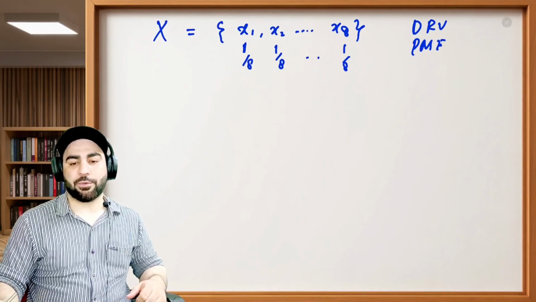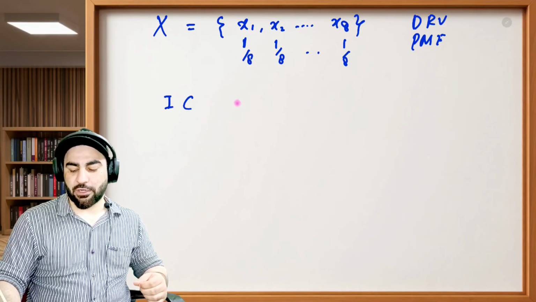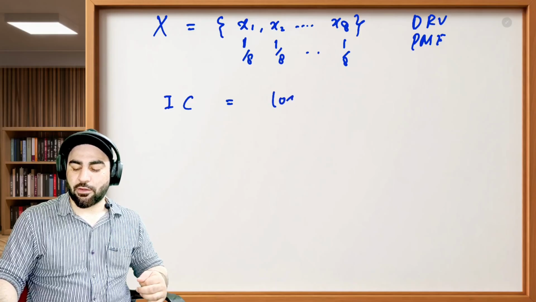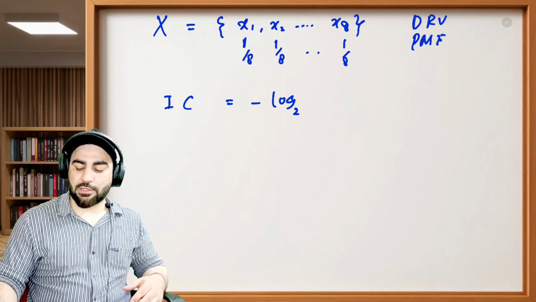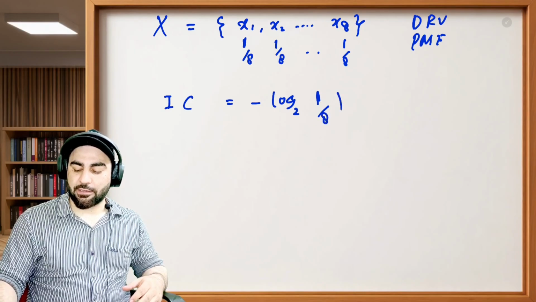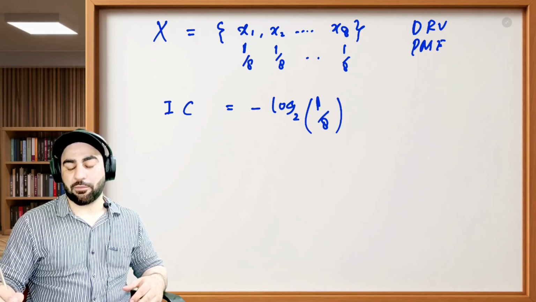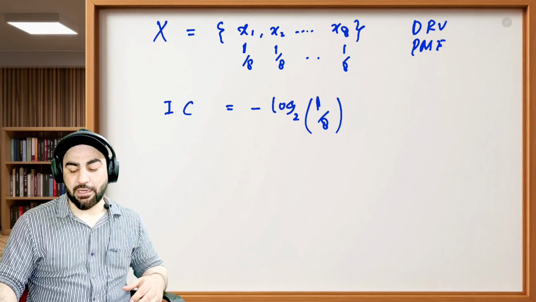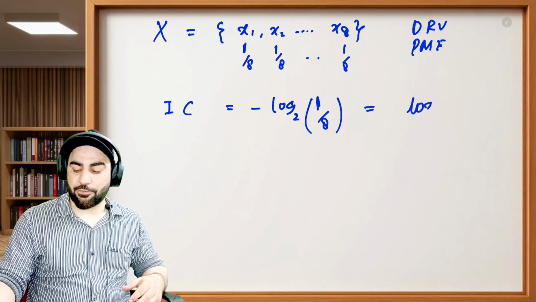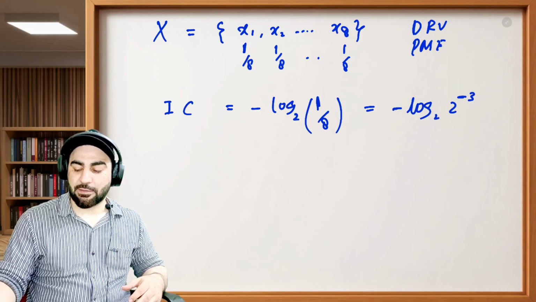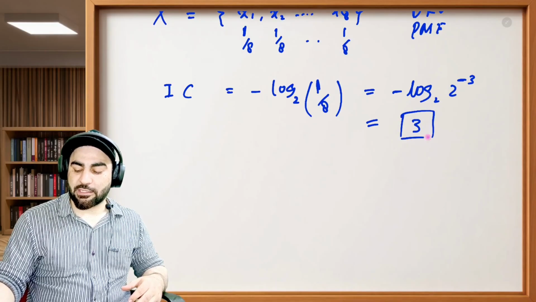Now, how do we compute the information content in this? We'll consider it in bits. This is minus log of 2 and then 1 divided by 8. If I have to compute only one event, I'll take that event's probability 1 by 8, with log to the base 2, and this will be equal to 3. So this is log of 2 to the power minus 3, and with the algebra of logarithms, you will get the information content as 3 bits.